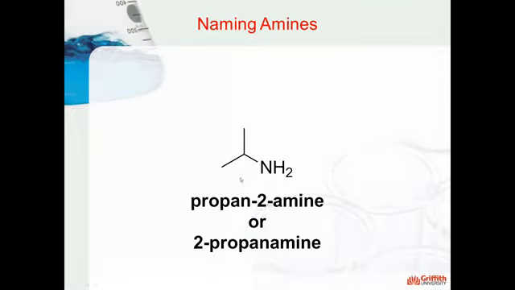So the new rules would put the 2 there just before the amine, so propan 2-amine. But with the old rules, it would be named as a 2-propan-amine. So either way will be acceptable for this course.